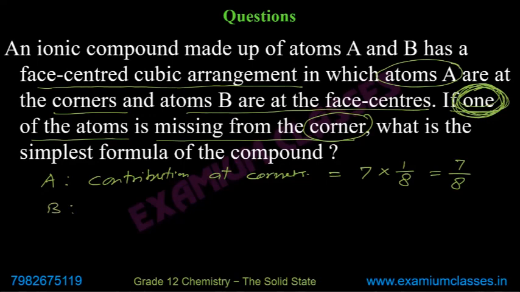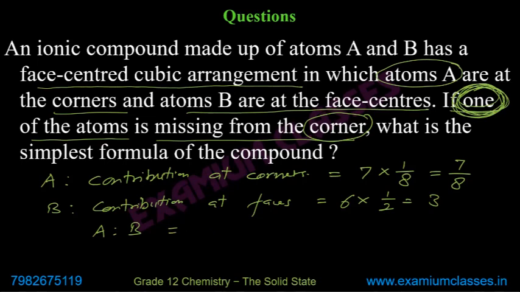For B, contribution at faces, all faces. How many faces? 6. Contribution at faces, half, 3. Means A is to B will be 7 by 8 is to 3. Multiply both by 8, 7 is to 24. Means formula will be A7B24.